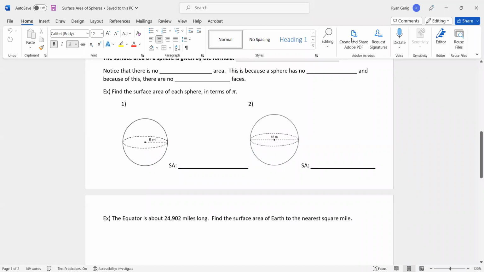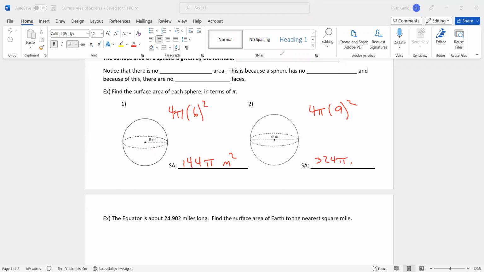The first one is very straightforward. The radius is 6. So 4 pi 6 squared. 6 squared is 36. 36 times 4 is 144 pi meters squared. Next one, almost as quick. Diameter is 18, therefore radius is 9, so 4 pi 9 squared. 9 squared is 81, times 4 is 324 pi meters squared. Okay, pretty straightforward there.